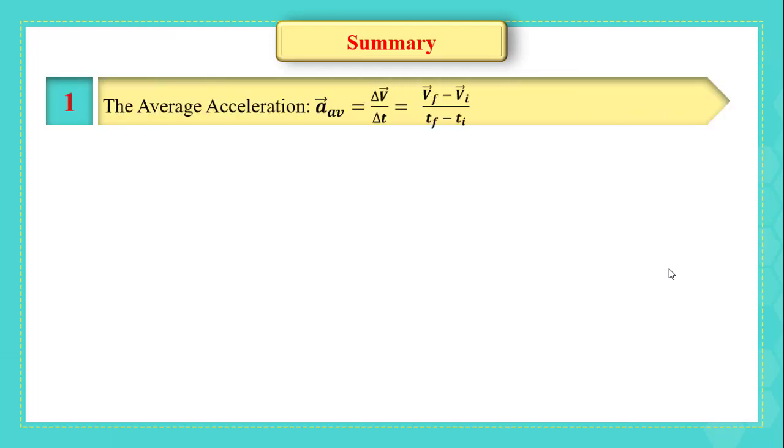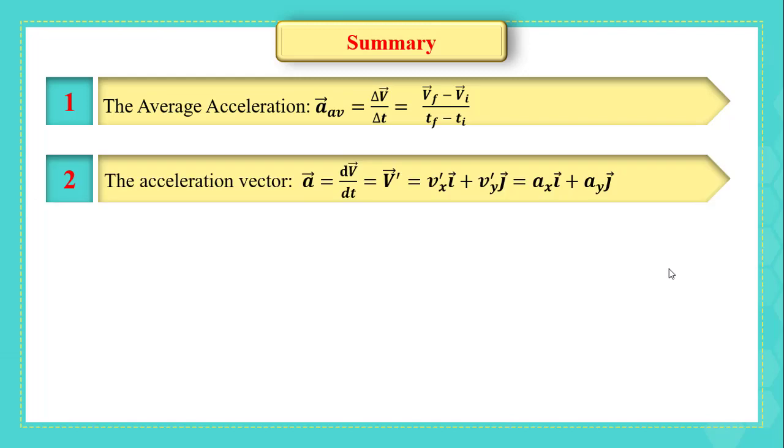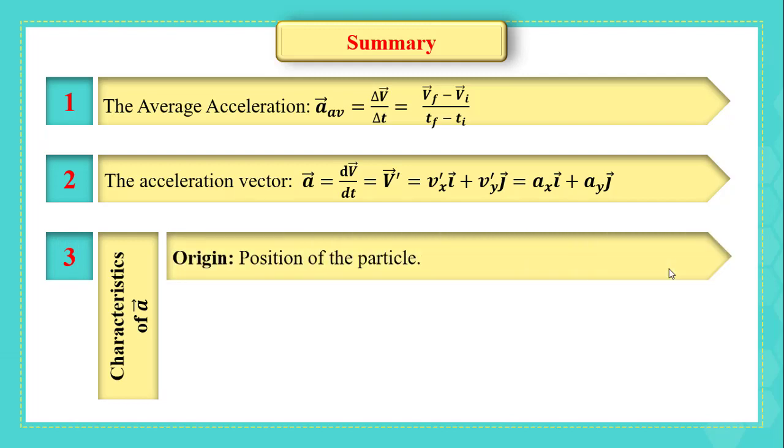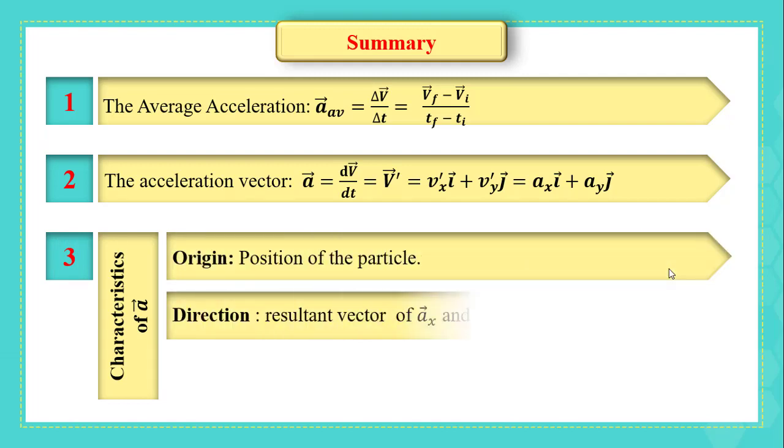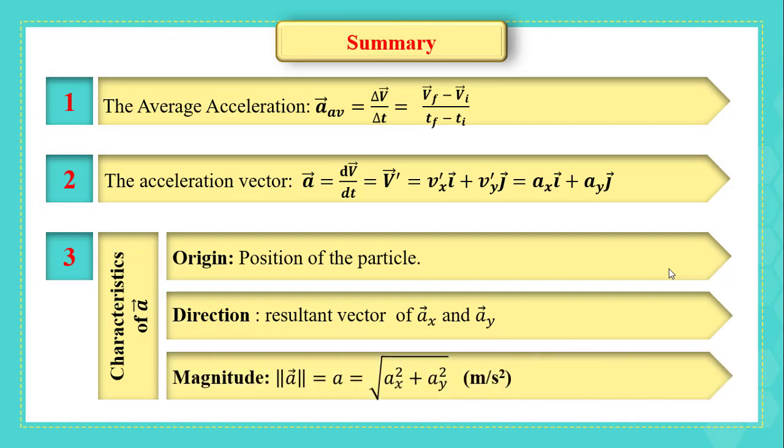Let's now sum up. The average acceleration is given by delta v divided by delta t, which is the final velocity minus the initial velocity divided by t final minus t initial. The acceleration vector is the derivative of the velocity vector, which is vx prime i plus vy prime j, which is equal to ax i plus ay j. The characteristics of a are given by origin, position of the particle, direction, resultant vector of ax and ay, and the magnitude is radical ax squared plus ay squared.